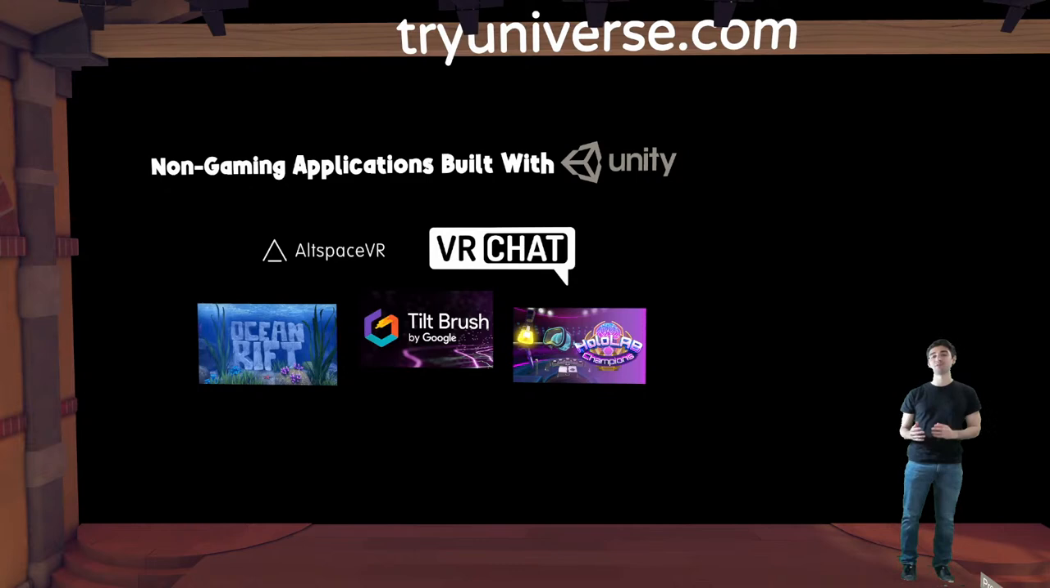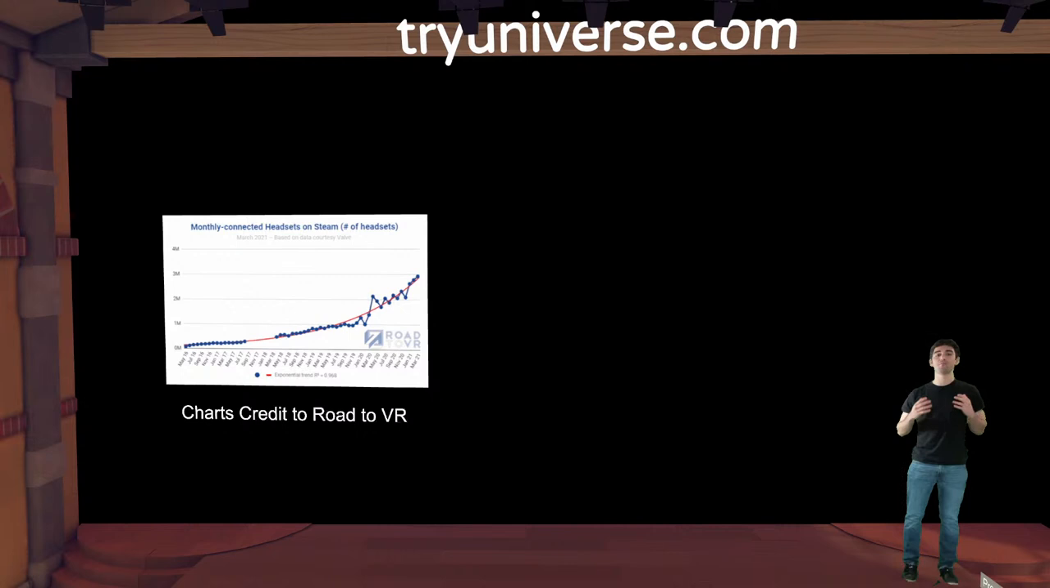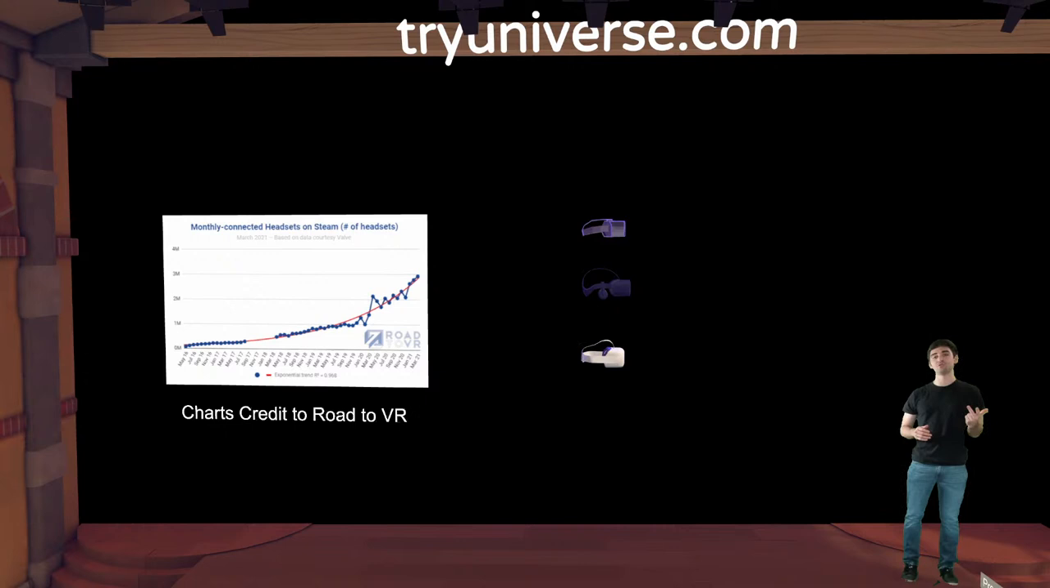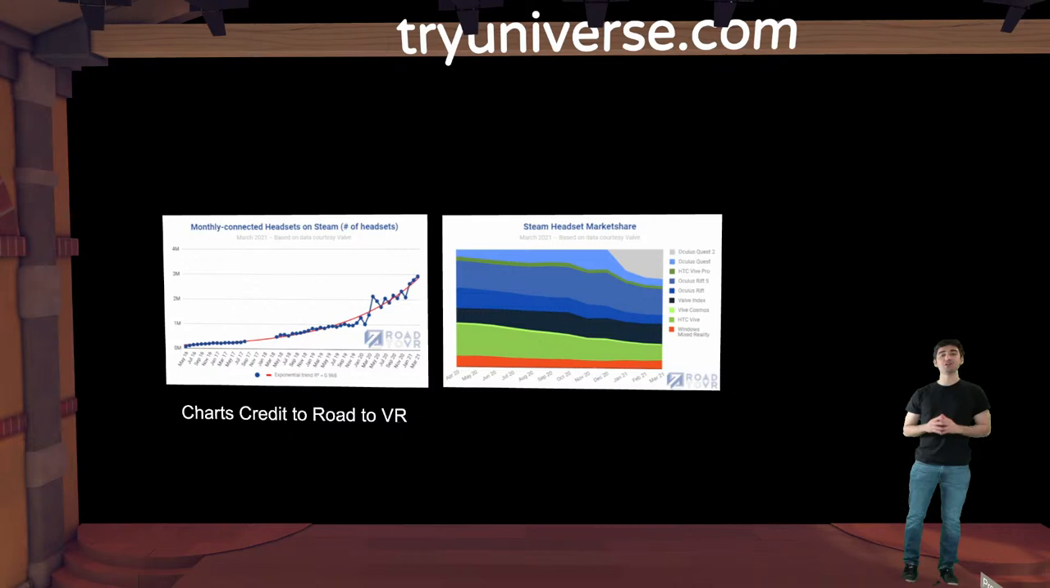Let's talk about the growth of the VR market. This chart shows the growth of monthly connected headsets on Steam. For those who don't know Steam, it's the largest digital distribution platform for PC gaming, holding around 75% of the entire market space. Now, this chart does not represent all VR users, as it doesn't count standalone headset users on the Oculus Go, Quest 1, and Quest 2, as well as users that use the native app stores like the Oculus Store. But since Steam is very popular for PC VR, it gives us a good indication as to the growth of VR as a whole.